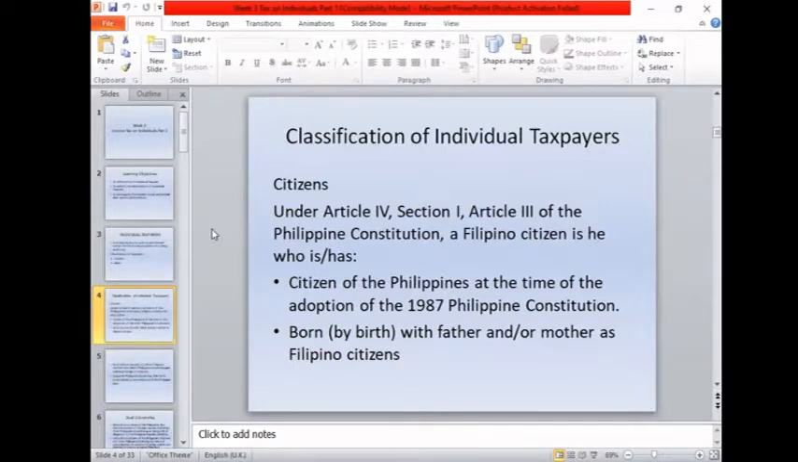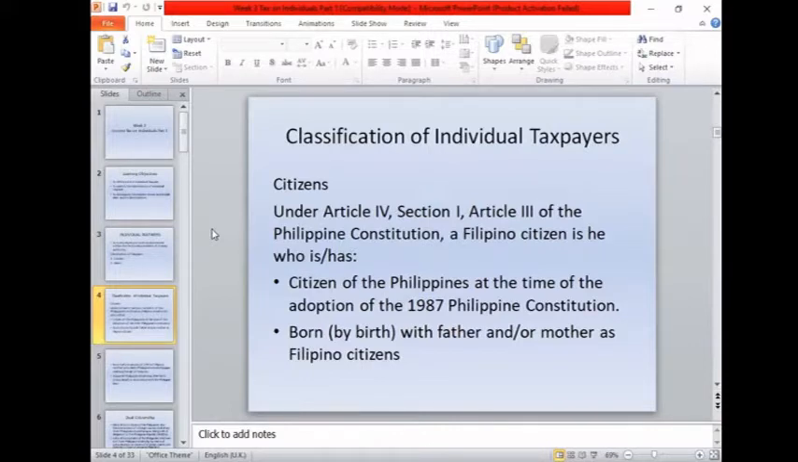But in the Philippine Constitution, because we talk about the Philippines, a Filipino citizen is a person who has adopted the 1987 Constitution. It talks about the citizens of the Philippines who adopted the current Constitution, which is the 1987. Okay, so that's you. If the Filipinos adopted that, then you can be considered a Filipino citizen.